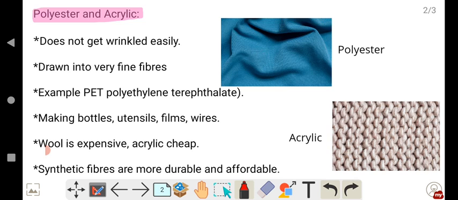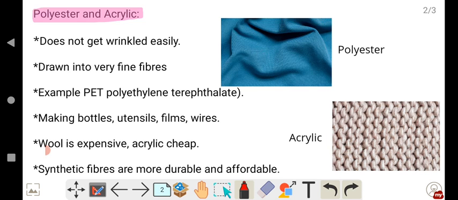And terylene is also a popular polyester. Terylene is also one of the polyester cloths, and it is derived from polyester. It can also be drawn into very fine fibers, and that can be woven like any other yarn. Okay, so you might have heard about PET.